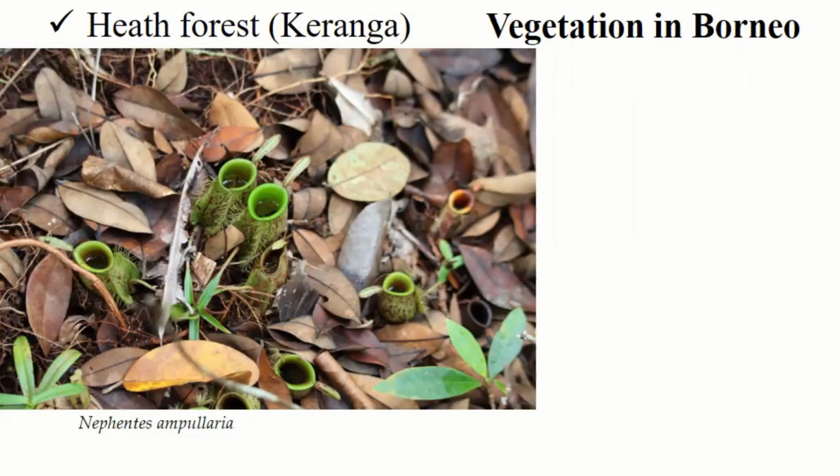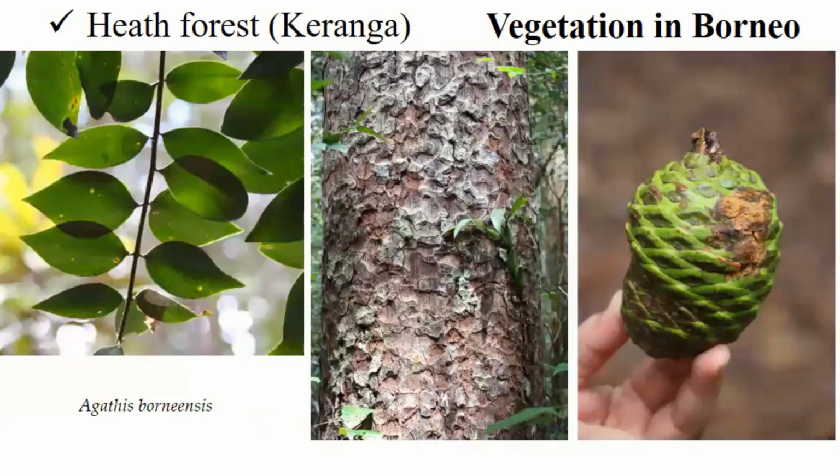a Nepenthes which has the pitcher on the ground, usually hanging, and the lid doesn't cover, it stays outside, because they feed on small insects and falling leaves. And then an important plant is Agathis borneensis, which is an endemic gymnosperm. So this is the bark, easy to recognize, the cone, and the typical gymnosperm leaves in Borneo.